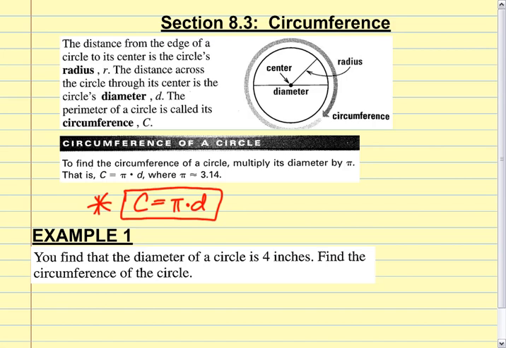Section 8.3, circumference. Emily, you need to borrow a sheet or something, okay?